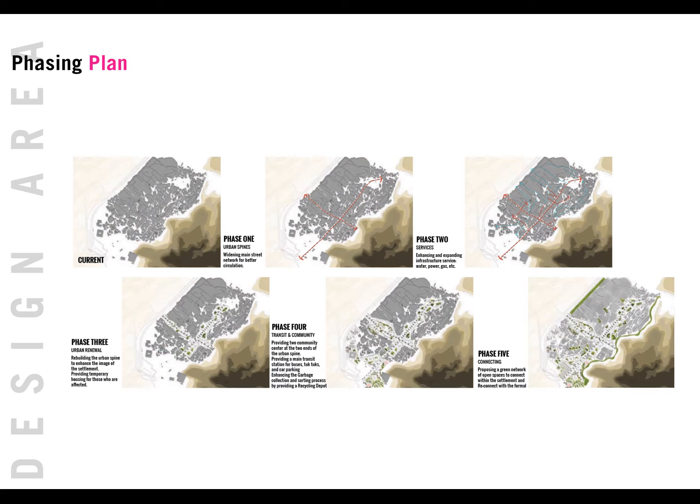The fourth phase is transit and community, which is concerned with providing 2 community centers, providing a main transit station for buses and tuk-tuks, and enhancing the garbage collection and sorting process by providing a recycling depot. The last phase is about creating a green network of open space which will allow for the economic network to grow deeper within the community, and also adding a buffer zone to mark the buildable areas that are vulnerable to rock slides.